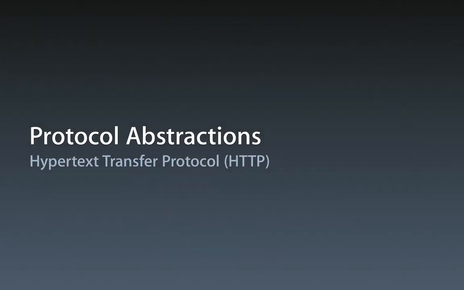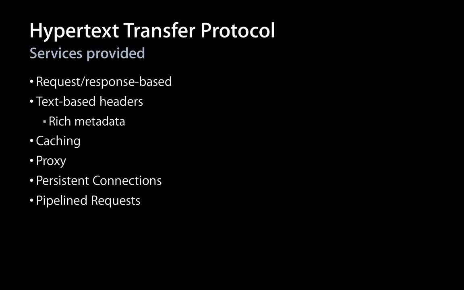We're going to move into HTTP now. HTTP provides a very nice request-response-based protocol. All of the headers are based on text. Parsing text can be a little bit tricky. We have some great frameworks that'll handle this for you so that you can avoid some of the pitfalls of parsing text. The nice thing about all of these headers is that they provide some very rich metadata, so you can get some great information. HTTP has support for caching. There's also support for an HTTP-specific proxy, which we'll go into. HTTP has a few interesting things, persistent connections and pipeline requests, which we'll go into in more detail.